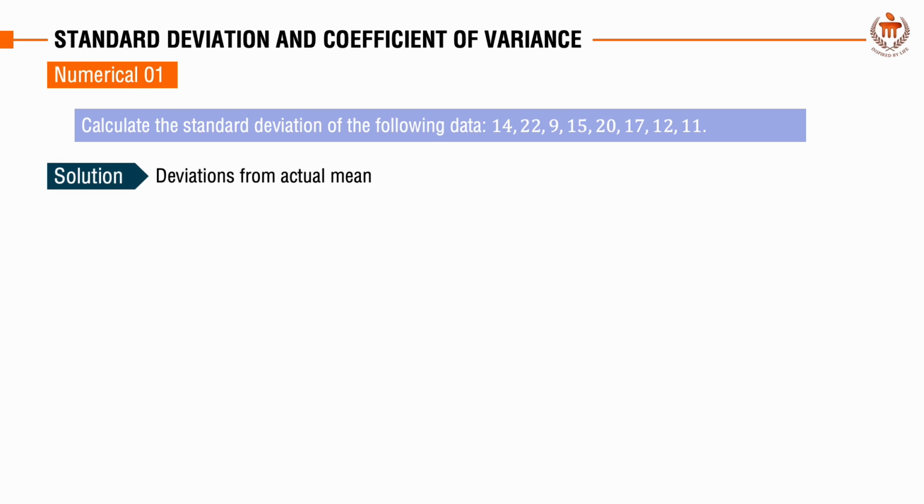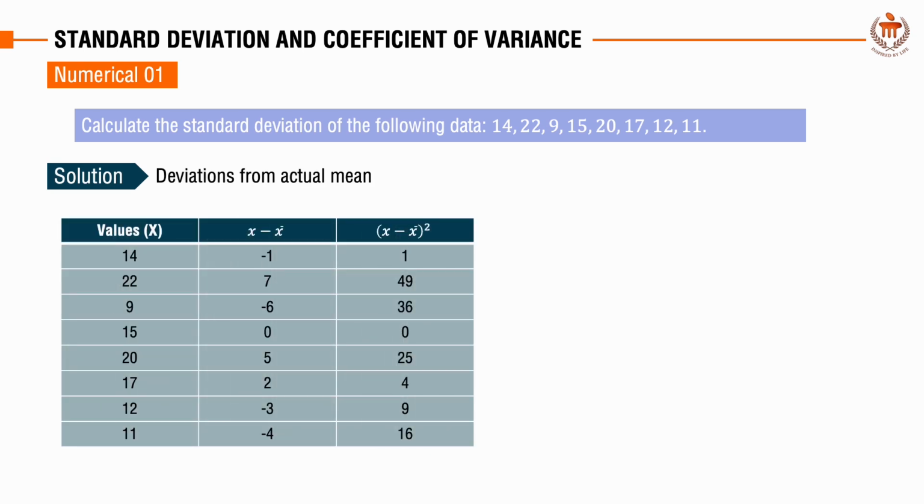Okay, so if we use the actual mean formula, the x value is what is given to us, and we can find the arithmetic mean of this x value. The total sum of this data is 120 and the total n is given. So the mean of this data is 15. Then we need to find the individual x value minus the mean value. The mean is 15. So 14 minus 15, 22 minus 15, 9 minus 15, 15 minus 15, 20 minus 15, 17 minus 15, 12 minus 15, 11 minus 15.